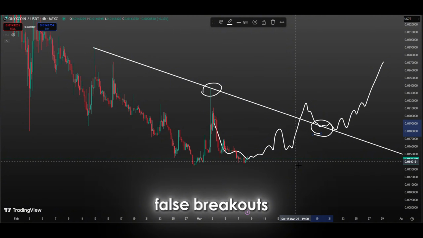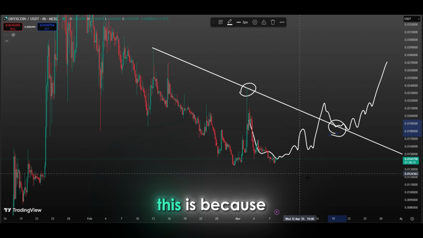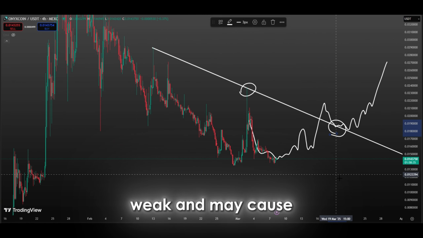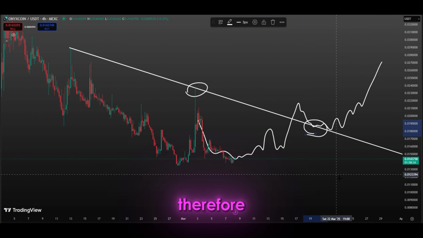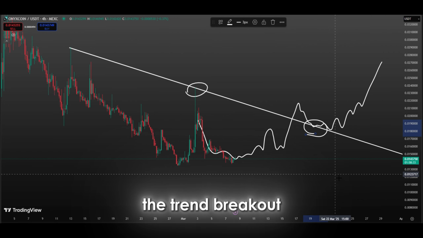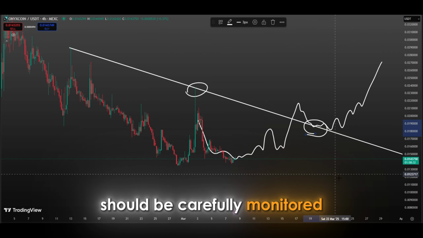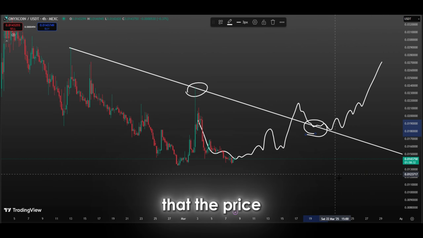false breakouts. In order for the upward movement to strengthen after a downtrend breakout, the volume should also be supportive. This is because a breakout without volume is usually weak, and may cause the price to retreat back into the downtrend. Therefore, the buying volume that comes with the trend breakout should be carefully monitored. We can't know that the price is going to skyrocket only on trends. We need to look at other metrics as well, so keep watching.